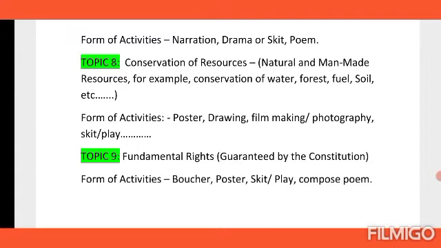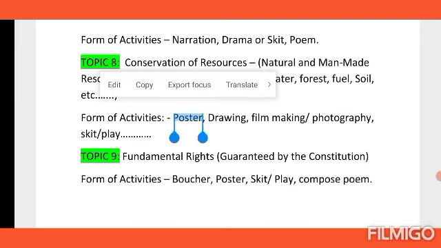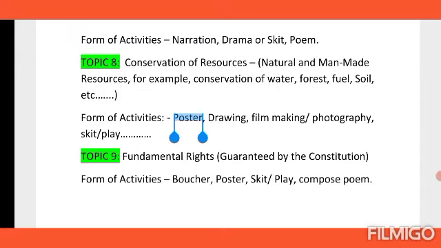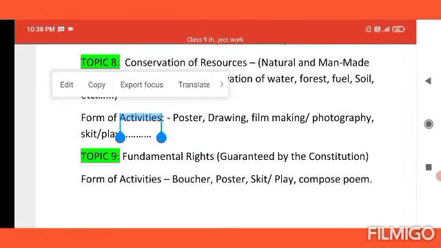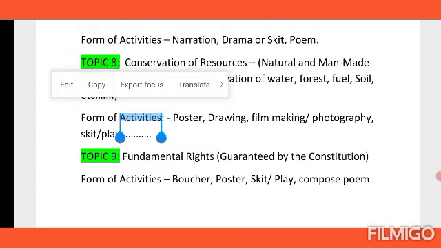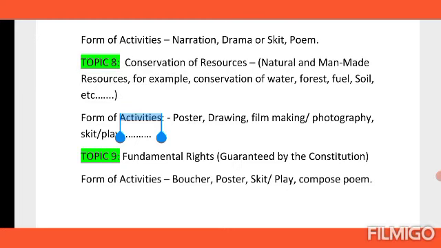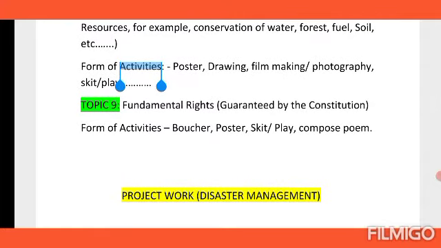This topic you can do in the form of a poster, drawing, filmmaking, or photography. Strictly you have to follow this form of activity. We have given the topic, and after every topic we have written the form of activities. You have to perform the given topic in the form of the activities for which we have given options. You can pick any one of the options, like a poster, drawing, filmmaking, photography, or skit play, and you have to make a video of that around 1 minute to 1.5 minutes.